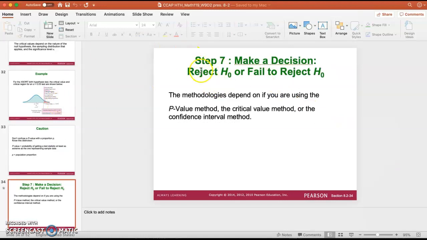Okay, so now back to step 7 for what we can say after we found either the p-value or critical values and where our test statistic lies relative to those. So we can make our decision to reject H0 or fail to reject H0. And the methodologies depend on if you're using the p-value method, critical value method, and then there's also a confidence interval method that you can use for hypothesis tests.